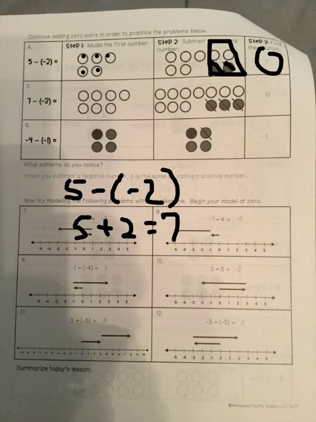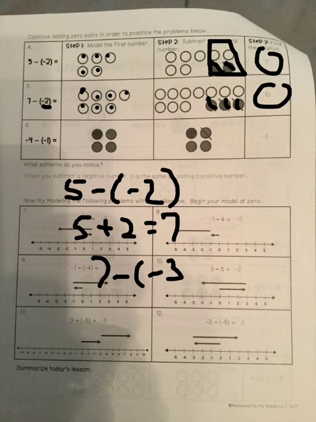7 minus the negative 3. So I have 7. 1, 2, 3, 4, 5, 6, 7. Now I had to add in my negative 3 0 pairs, but then we got rid of the 3 because it said minus or subtract the negative 3. So we end up with 10 total. Okay, so that looks like this. 7 minus the negative 3. Add a line, change the sign. 7 plus 3, and that equals 10.